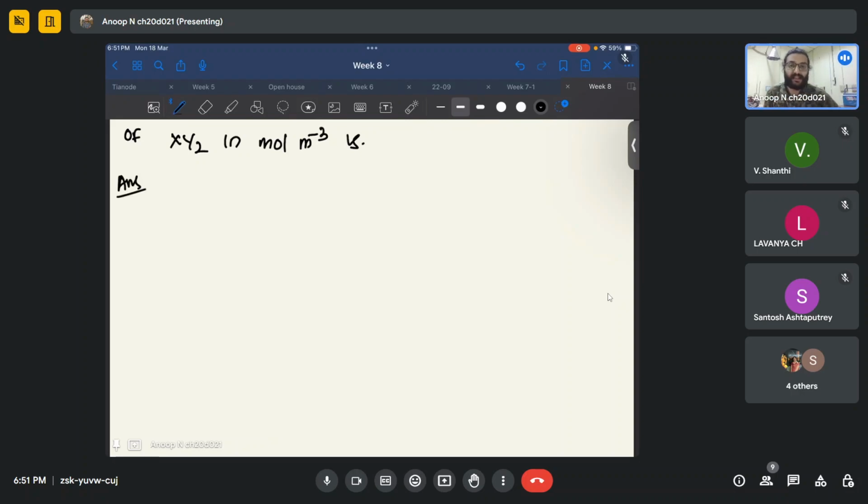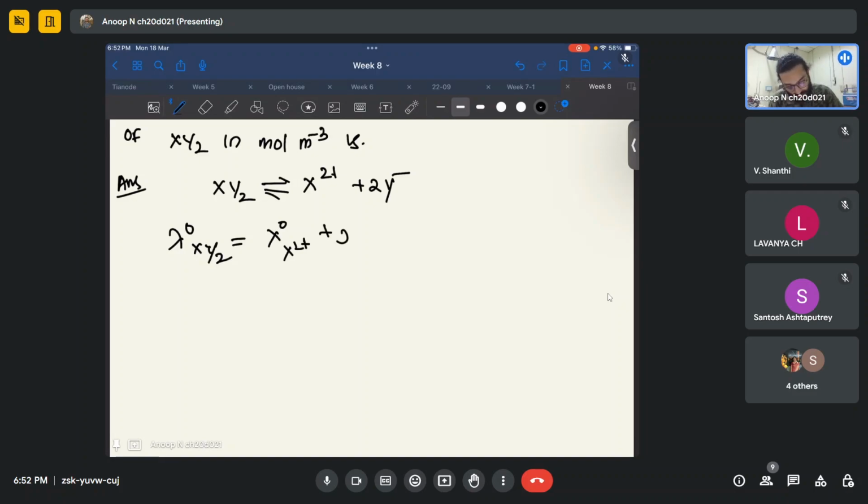So what I'm saying is, you see the answers, think yourself and find whichever method is correct. And discuss it with the faculty. So this is also a homework question, right? XY2 is dissociating as X2 plus and 2Y minus. So what is the lambda value? How can we write? Lambda 0 XY2 is equal to lambda 0 X2 plus 2 into lambda 0 Y minus. So it will be 8.5 plus 2 into 3.6, which will be 15.7 millisiemens meter square mole raised to minus 1.